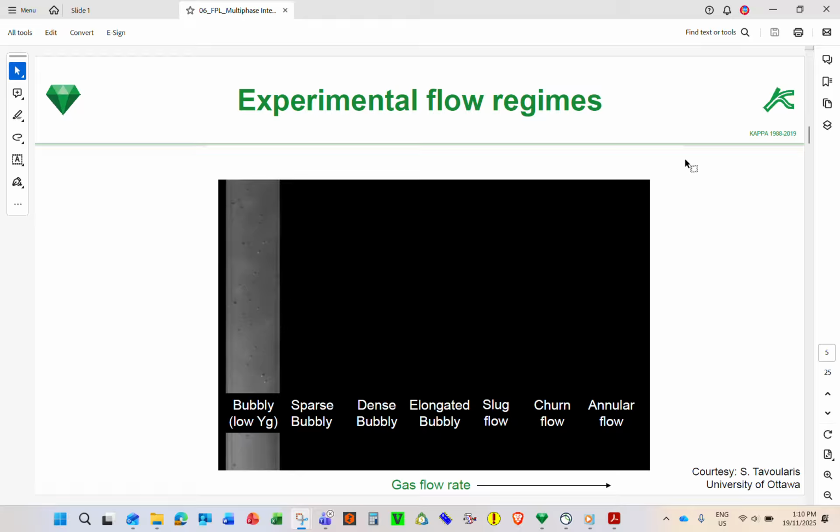This one is very low bubble, and then you have bigger bubble, fast bubble, and then you have more bubbles coming in, and you have something more like a slug, and we have slug flow. So it's gas in the liquid.